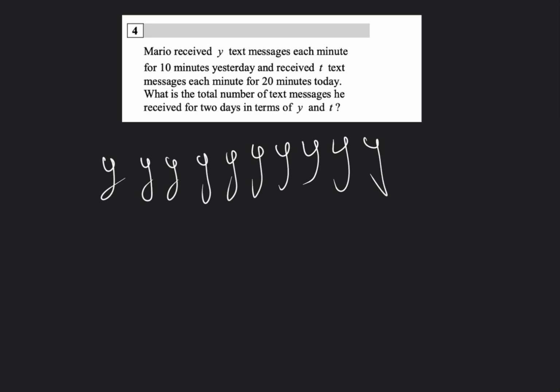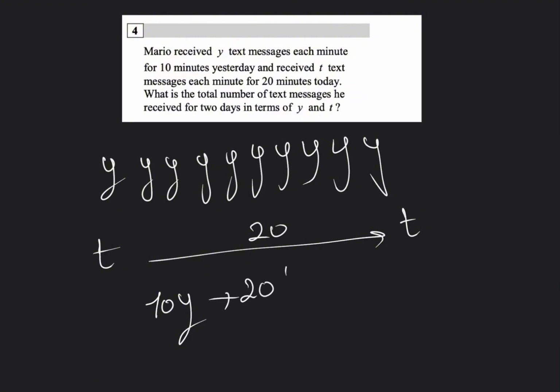Now, he is also receiving T text messages each minute for 20 minutes today. So we have T for 20 minutes. So we have 20 of T representing the messages. What expression can we have now for the total number of text messages? So the first one, he received 10Y, and for the second one he received 20T. So this is the answer.